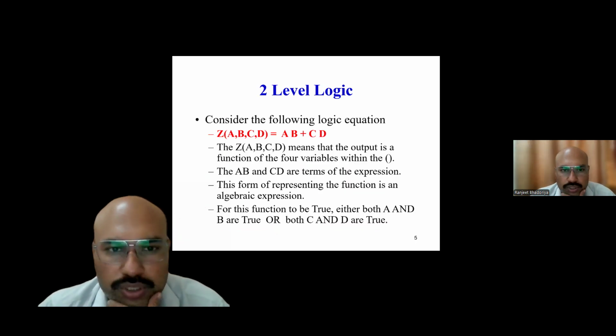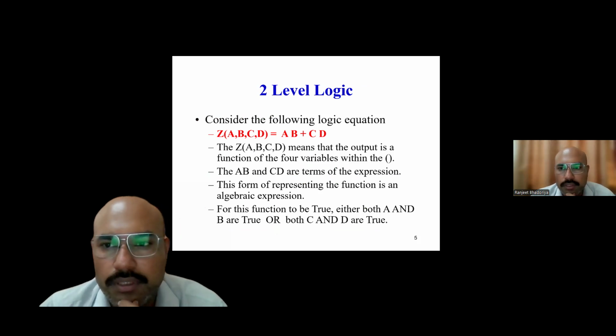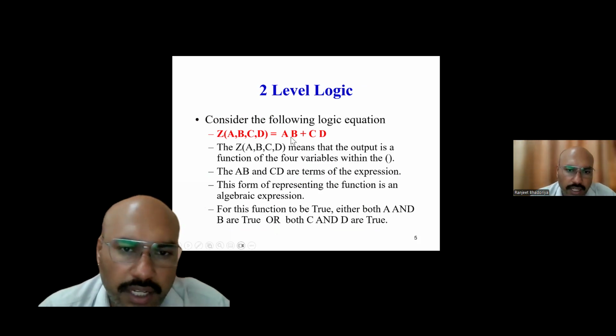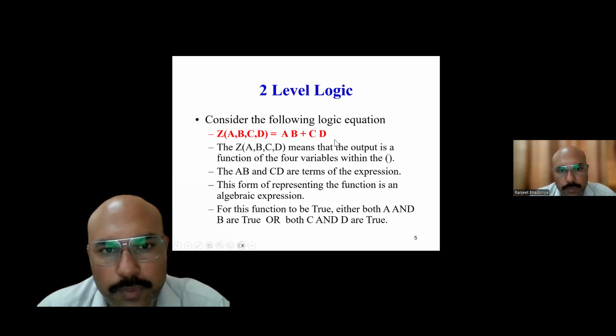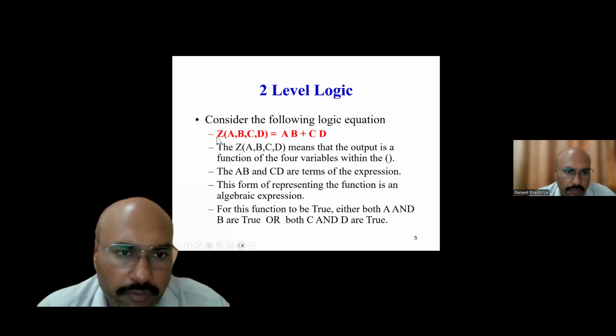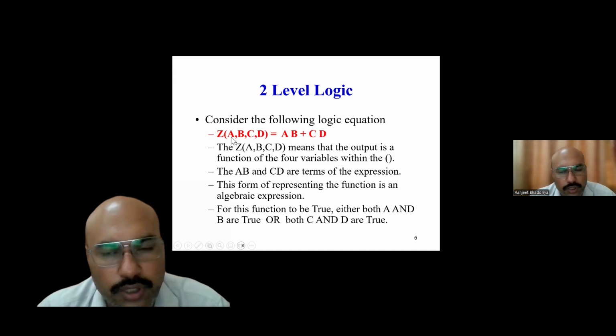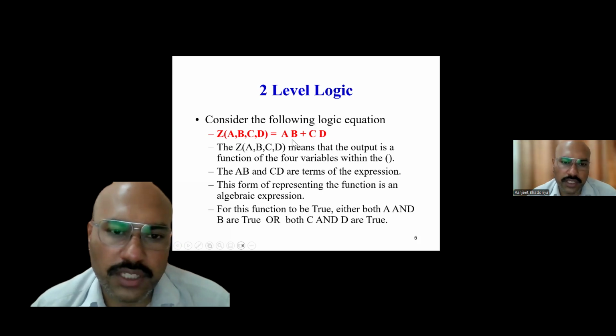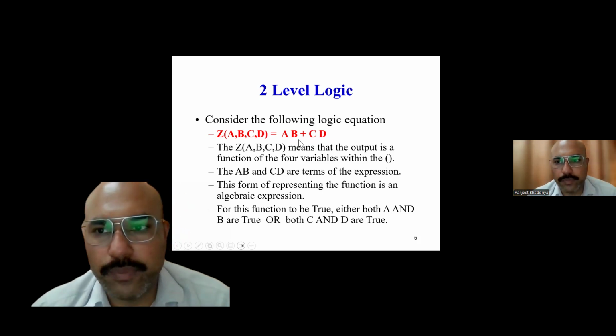So what is two-level logic? For example, let's consider the equation Z of A, B, C, D, which equals AB plus CD. This means that the output function Z has four variables, and those variables are defined inside the brackets. So A, B, C, D are the four variables on which this function depends. And what is the output? The output is AB plus CD.